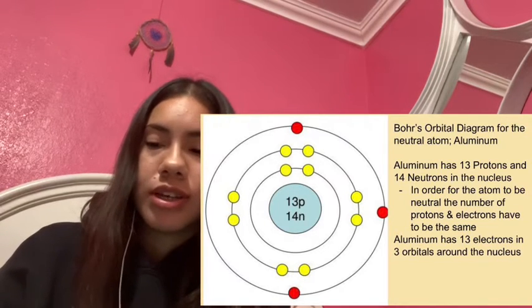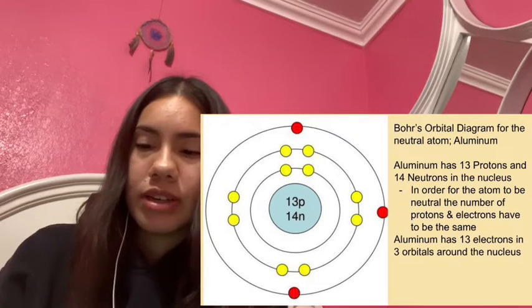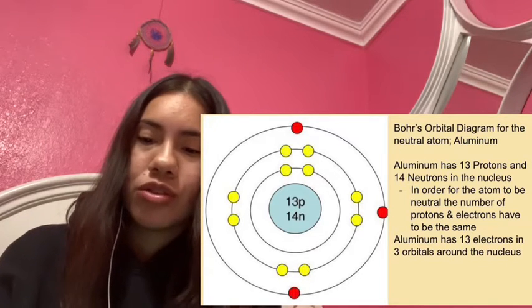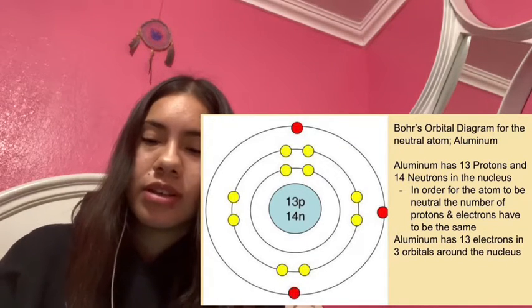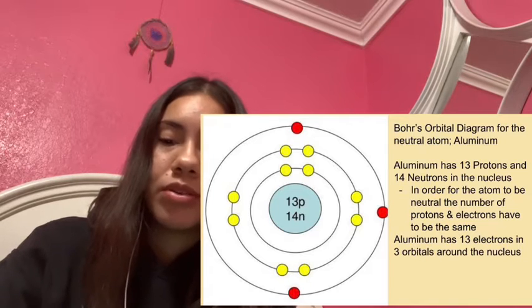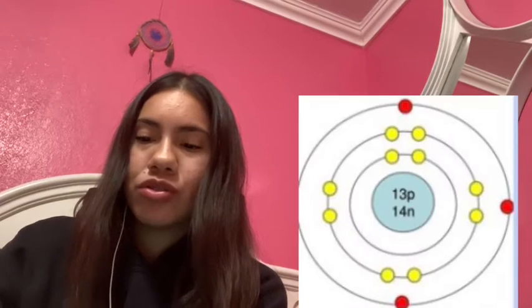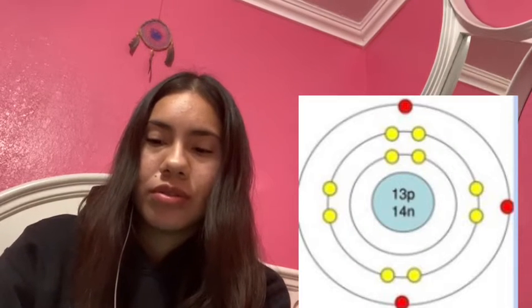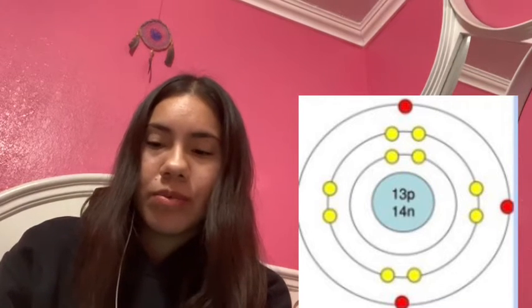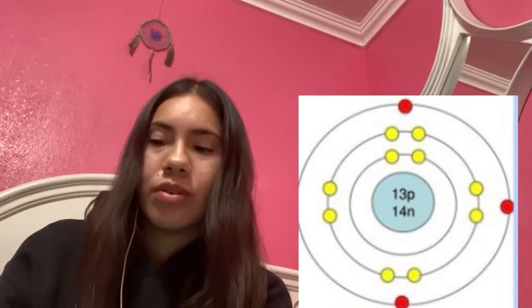So we're going to have 13 electrons in 3 orbitals around the nucleus. And so here we have 3 circles around the nucleus, and they have different amounts of electrons. I'll get into that later, but here it is. We have 2 electrons in the first orbital, we have 8 in the second orbital, and we have 3 in the third orbital, all totaling up to 13 electrons.